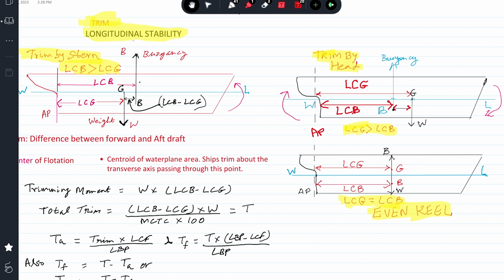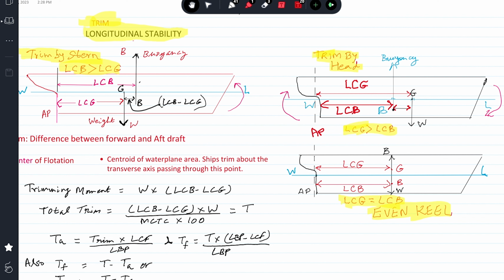Trim is also called longitudinal stability. When we are studying trim, we are actually studying the longitudinal stability of the vessel. There is transverse stability, and there when we deal with the list, GM, transverse GM, and transverse KM, GZ, that all comes in the transverse stability.